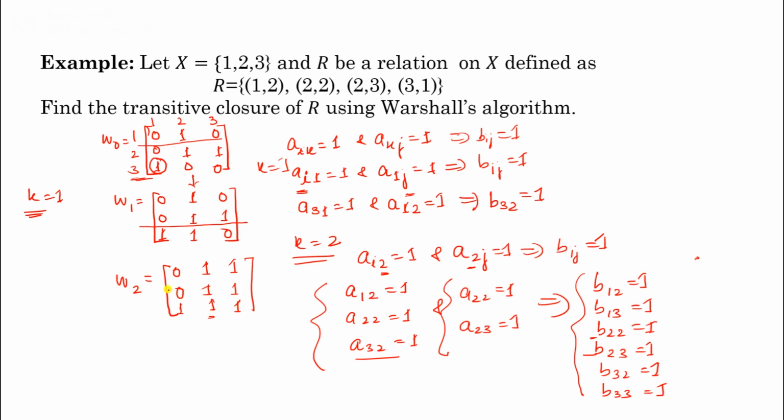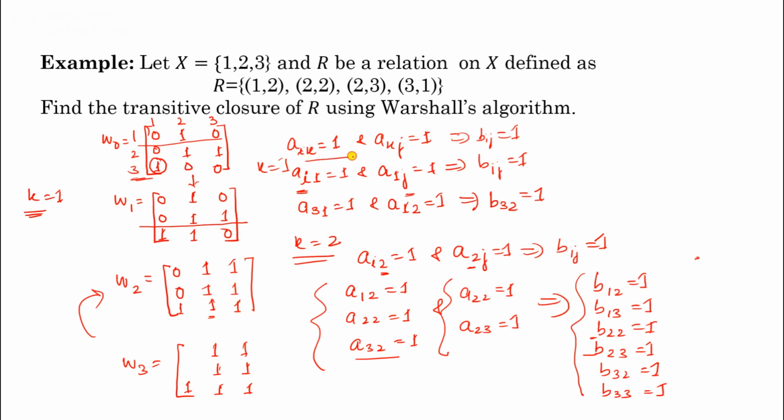So this is W2. Now we have to find W3 because 3 elements are there. So you can find W3 with the help of W2. Now the elements of W2 will be denoted by Aij, and the elements of W3 will be Bij. Now first you will write all these elements the same. You will write 1 1 1 1 1 1, this is 1, and now look at this.